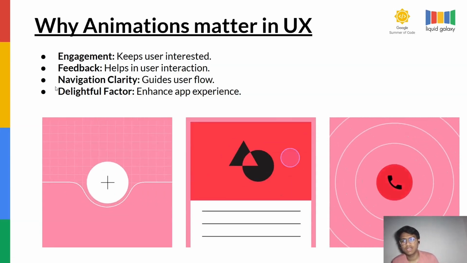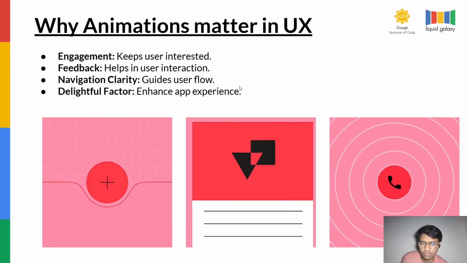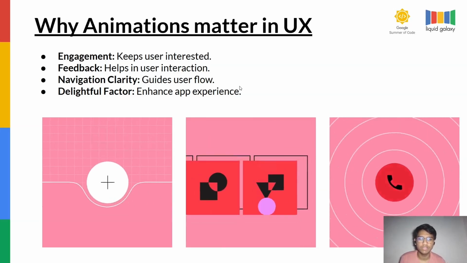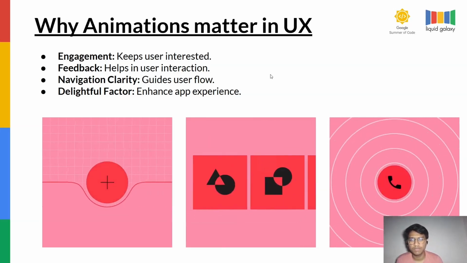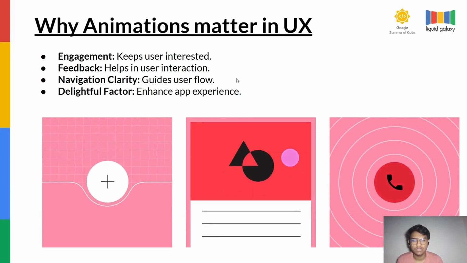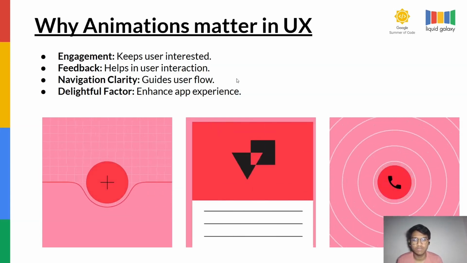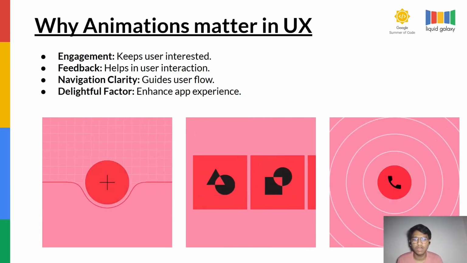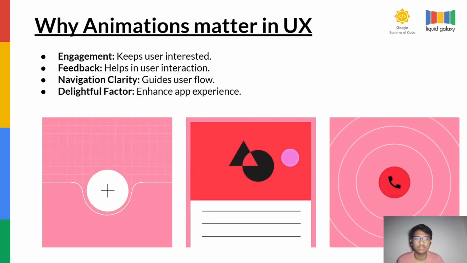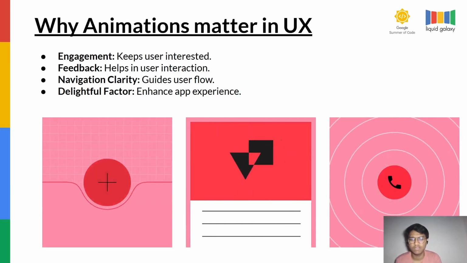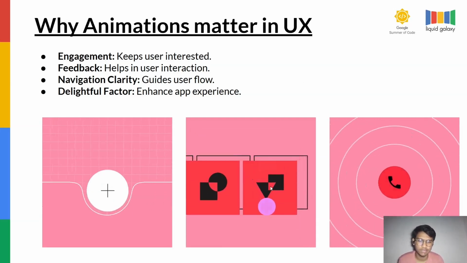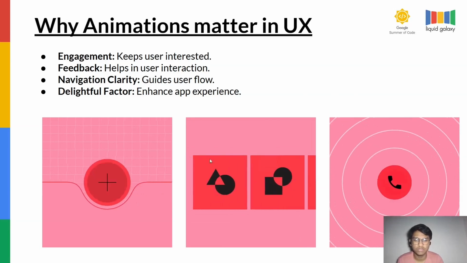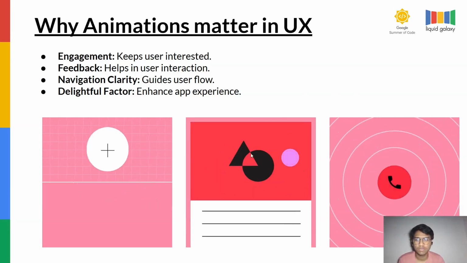Third is navigation clarity. When we want to navigate from one page to another in our application, we can show some animations from one page to another, and it shows the user that we are moving between pages. This is the next page, and this is the previous page. You can see in the second example that we are navigating from one page to another.